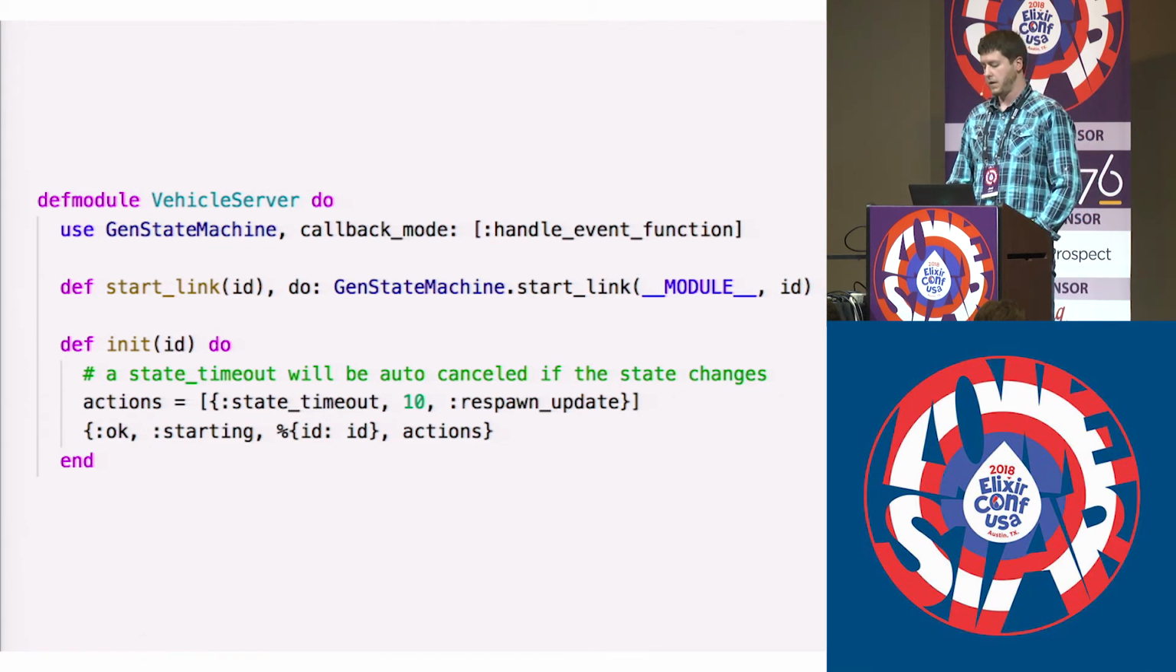And then on the second to last line there, we return a tuple with 4 elements. The first one, okay, is like any gen server. The second one is the state that the Gen State Machine starts in, which is starting. And then the third one is data, what we typically think of as a Gen server state. And the last one is the actions that Gen State Machine should play, which in this case is just the timeout.